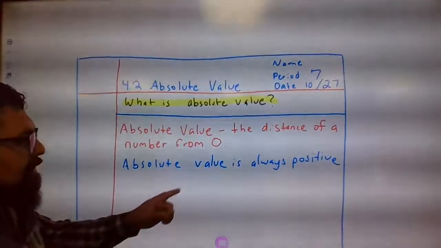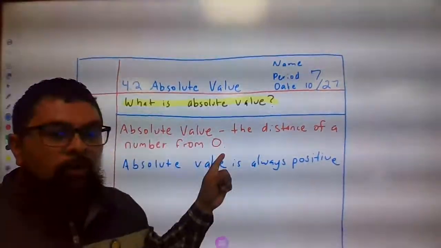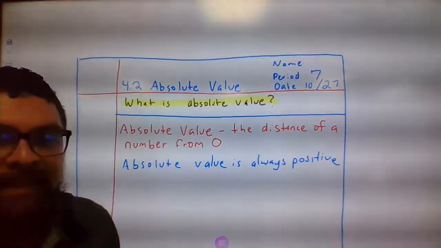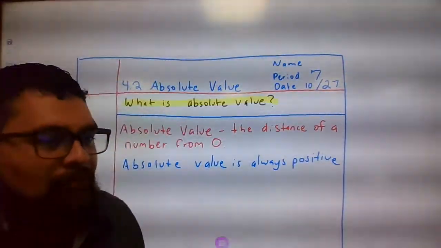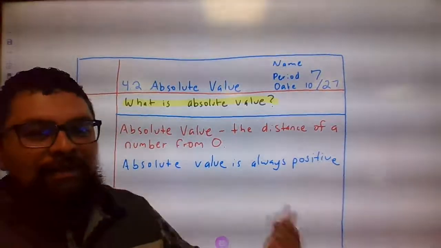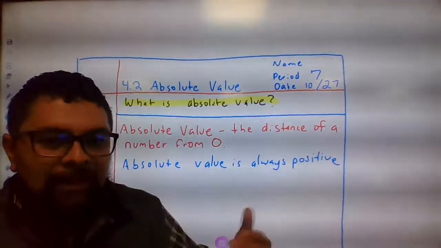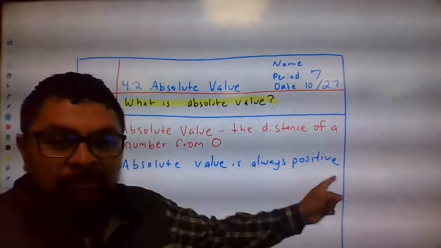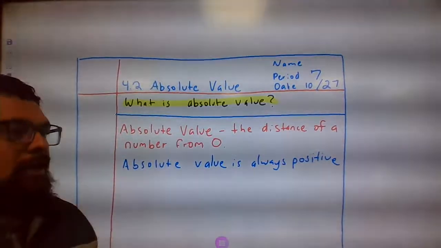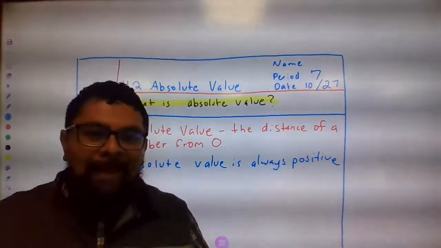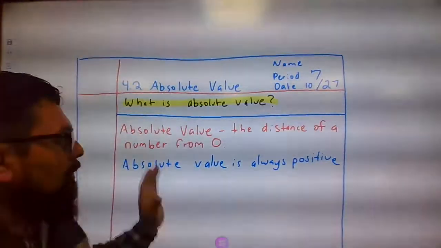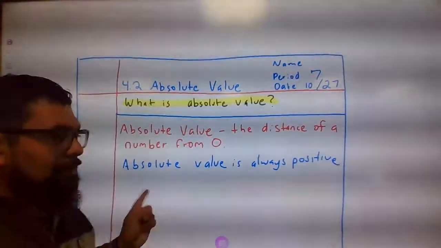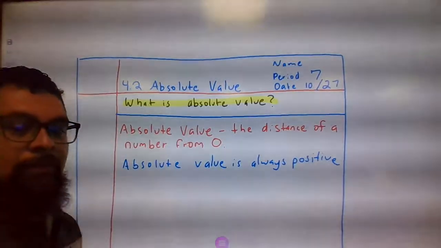Since it's the distance of a number from zero, the distance is always positive. Anytime you go any distance, it's always positive. If I'm driving to LA, it's 110 miles, positive 110 miles. So the absolute value is always positive. There's an example on this slide. Let's go over that example. Remember, you're copying all this down on a paper. All right, guys, let's do our first example.